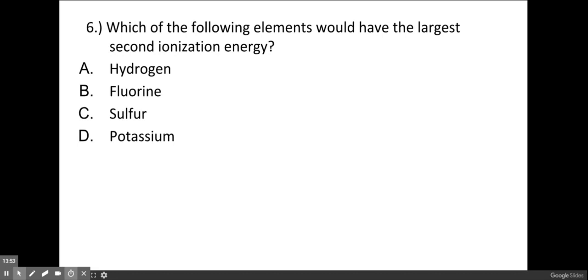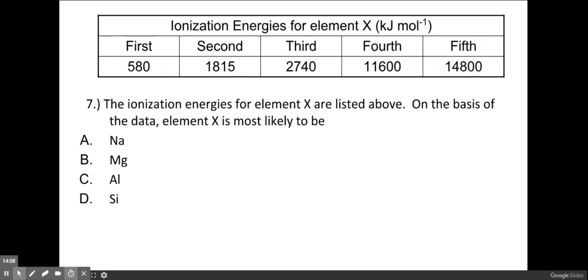But potassium, once you remove that first valence electron, you've now stripped off that outer shell, and you now are down to an inner core electron being the second one you're removing. Much higher second ionization energy than first, so our choice is, of course, D. Talking more about successive ionization energies here, we have some listed for element X in the table. On the basis of this data, element X is most likely to be what? Pause. Choose your answer.